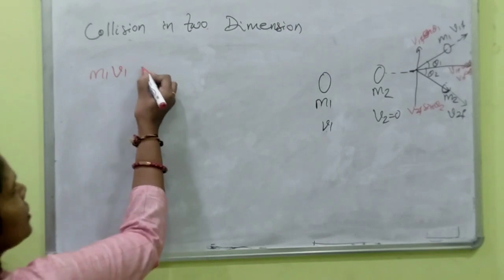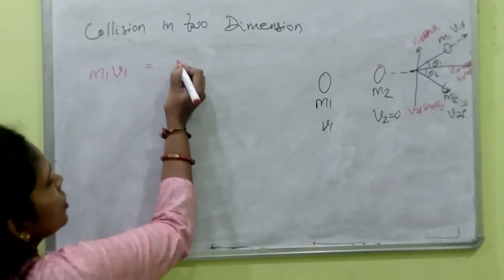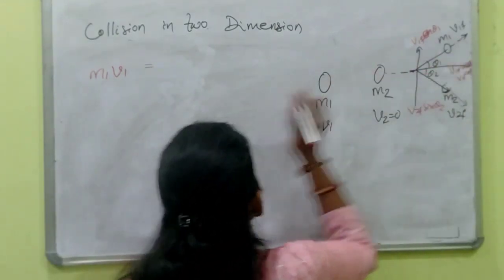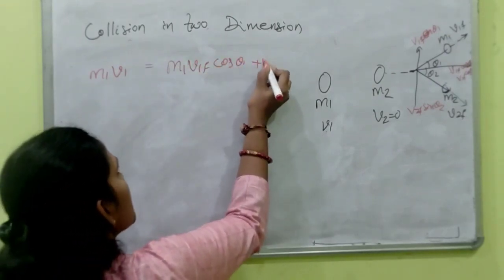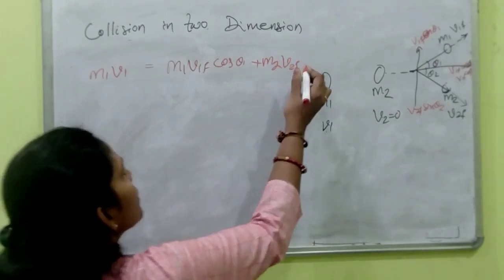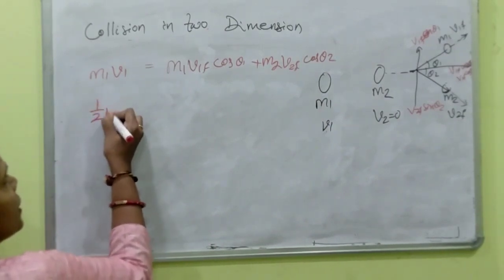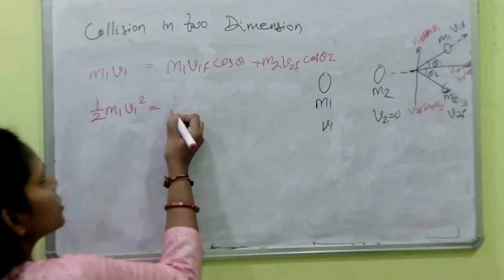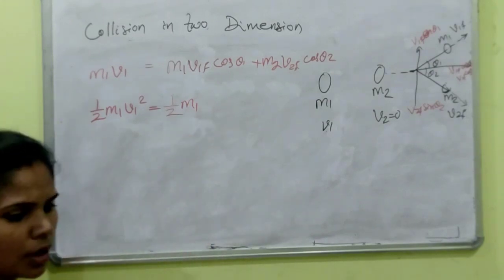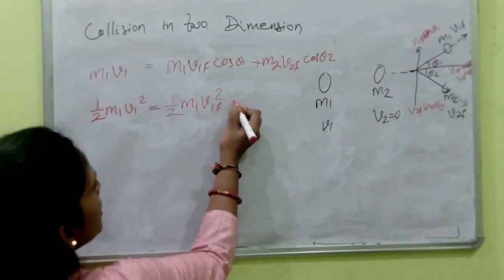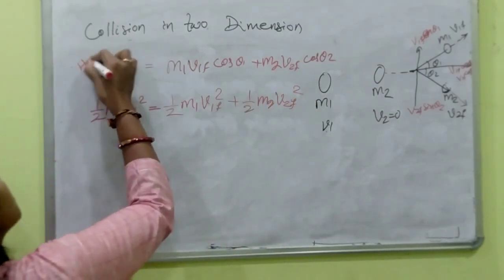m1 v1 plus m2 v2, which is 0, is equal to m1 v1f cos theta 1 plus m2 v2f cos theta 2. Then kinetic energy: half m1 v1 square is equal to half m1 v1f square plus half m2 v2f square. This one is your horizontal.